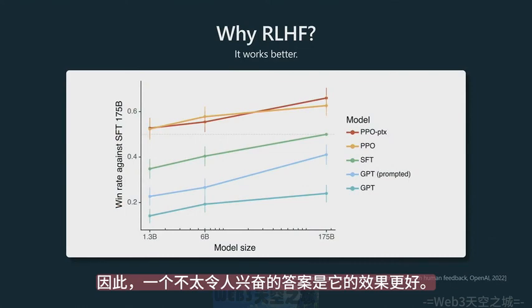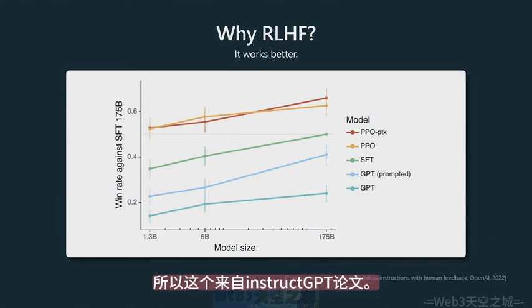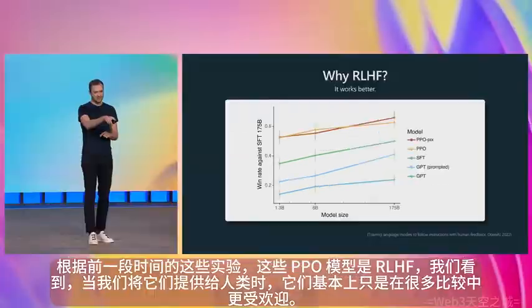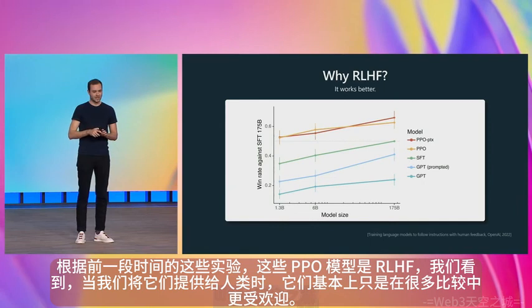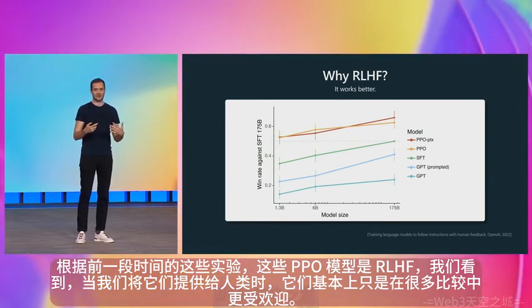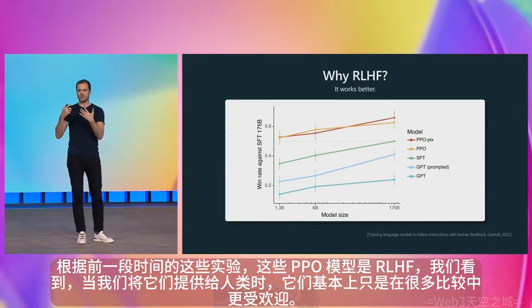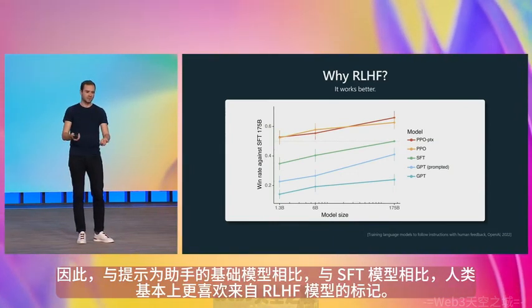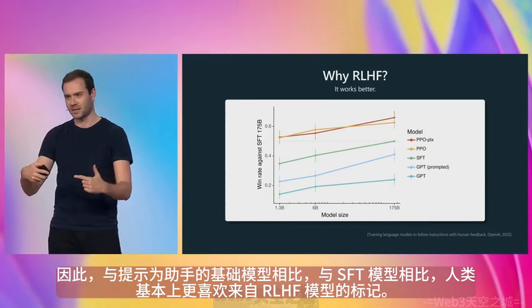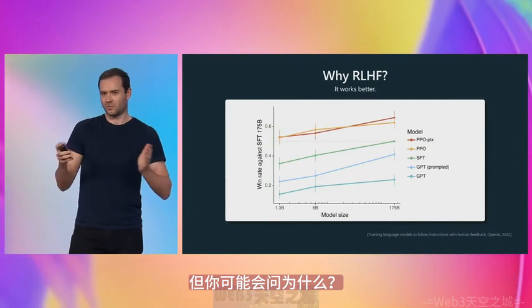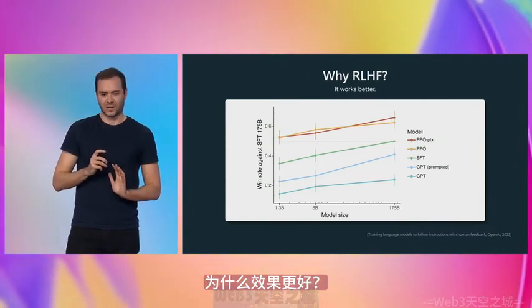One answer that is not that exciting is that it just works better. This comes from the InstructGPT paper. According to these experiments from a while ago now, these PPO models are RLHF, and we see that they are basically just preferred in a lot of comparisons when we give them to humans. Humans just prefer tokens that come from RLHF models compared to SFT models, compared to a base model that is prompted to be an assistant. And so it just works better. But you might ask why? Why does it work better?